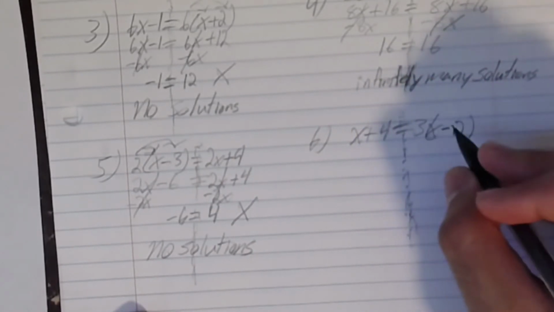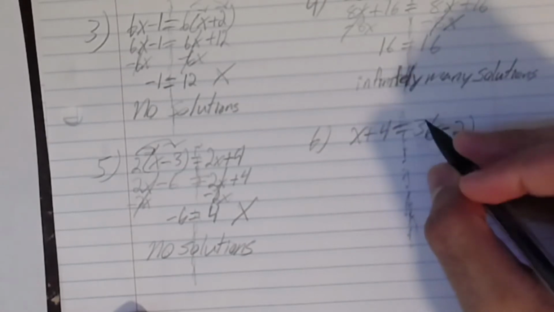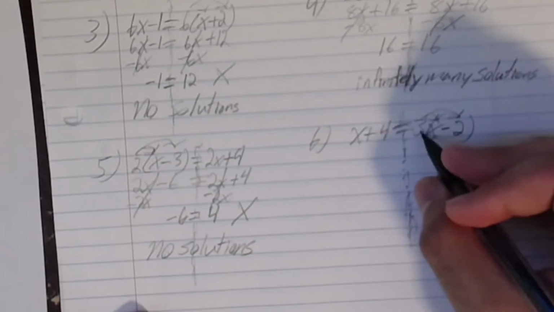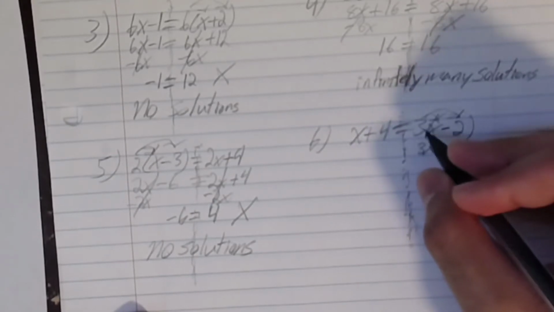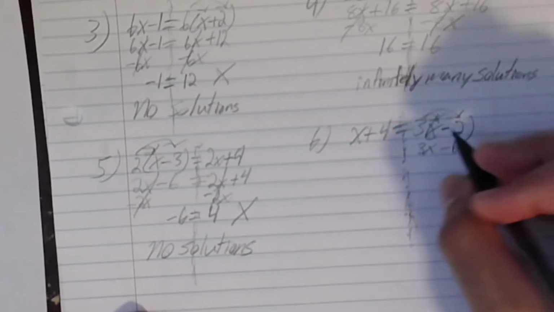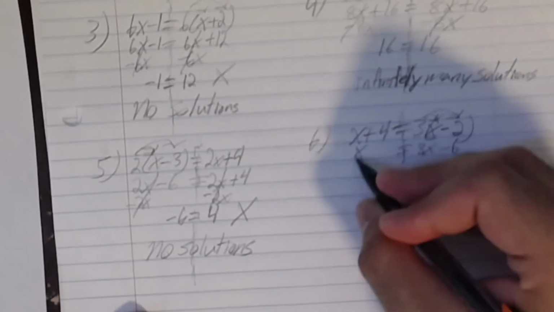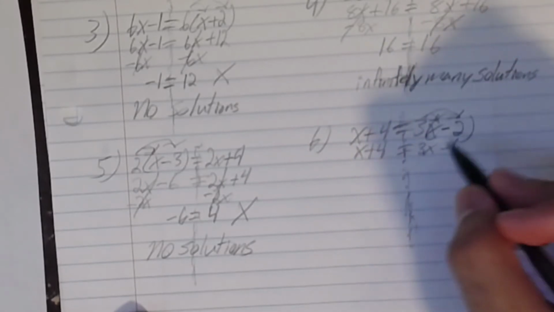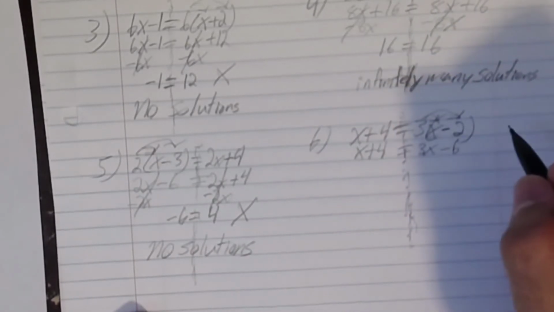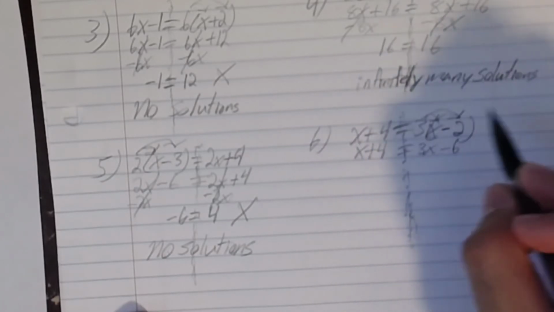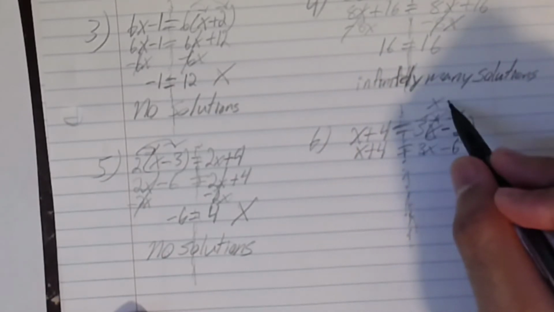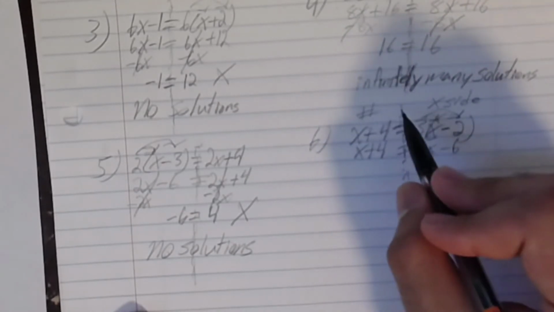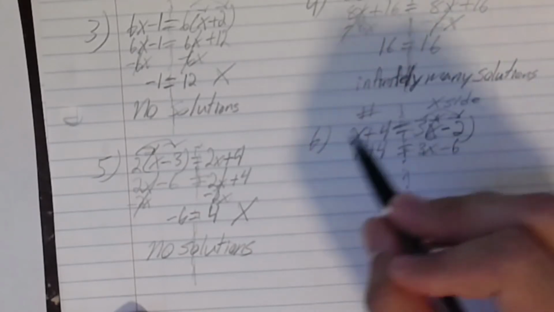Okay, so we have 3 times the quantity, so we've got to distribute. Sorry, I got ahead of myself. 3 times x is 3x. 3 times negative 2 is negative 6. We have x plus 4 over here. We didn't change anything. Now, since they're not the same, we have to pick a side. Let's say that this side is the x side. So this means that this side has to be the number side. We've got to get all the x's on this side, all the numbers on this side.